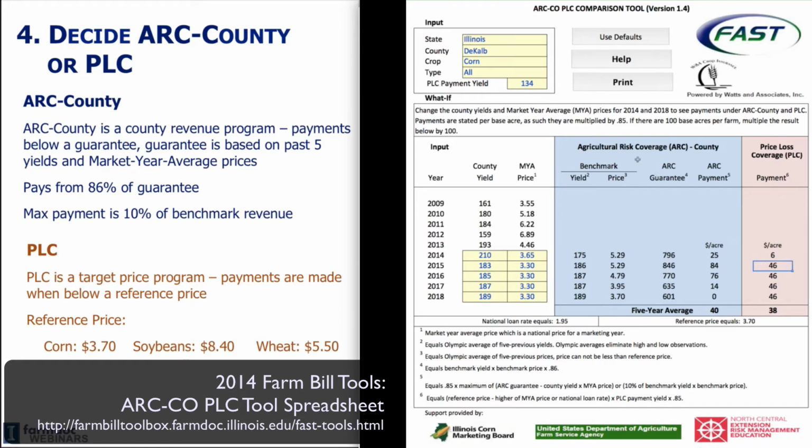$46 is the payment with 134. Let's say that is 164, which is 40 bushels higher. You see it sort of switches. Honestly, though, you might be surprised: it doesn't have as big an impact as you would think.